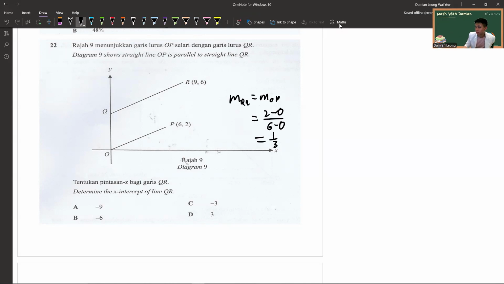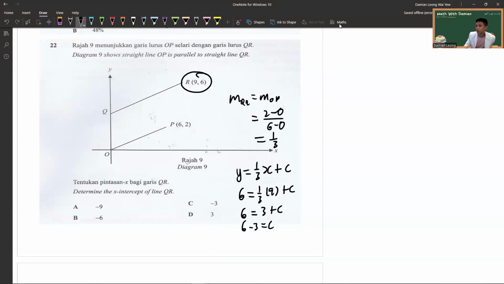QR has the same gradient. So the equation of line QR, y equals mx plus c. M is 1 over 3, c I do not know. So to find c, again, I substitute the coordinates of the point in. So 6 equals 1 over 3 times 9 plus c. 6 equals 3 plus c. 6 minus 3 is c. C would be 3. Then I can put it back. Y equals 1 over 3x plus 3.